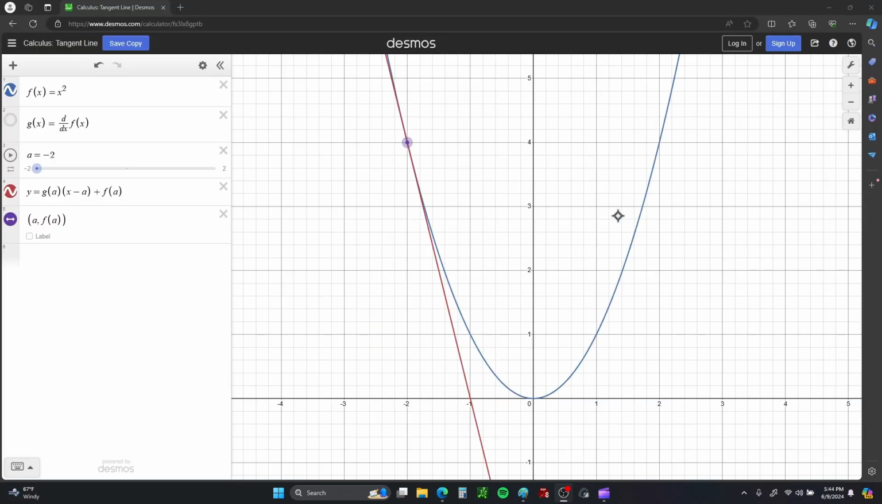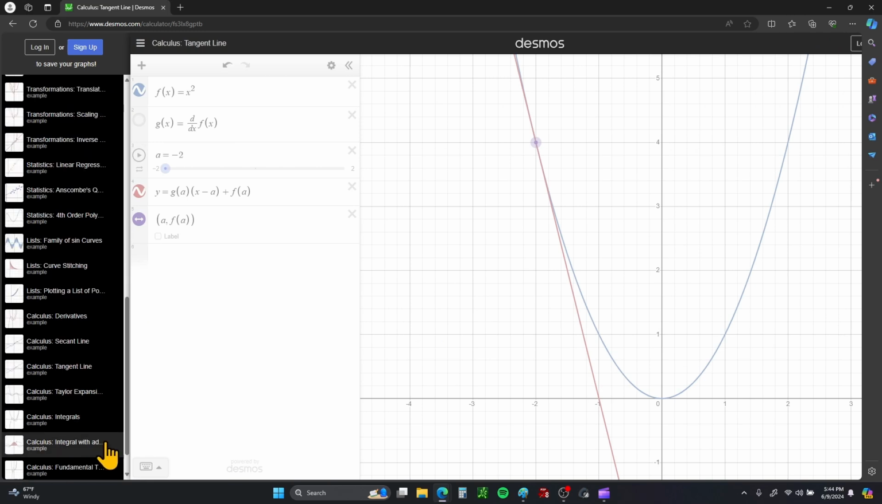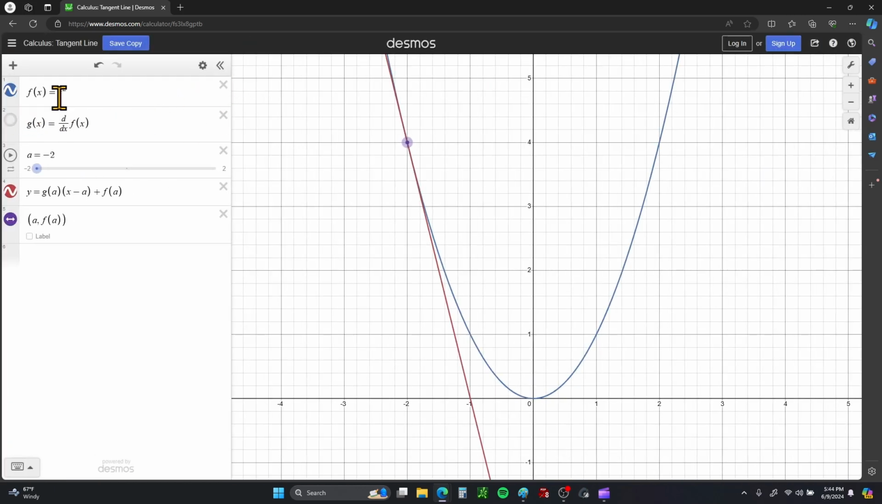What we're looking at here is a graph that's generated by Desmos. It's a very powerful tool to use. If you don't already have an account with them, I strongly suggest that you get one. It's free. What I've done here is you click on the three bars in the upper left-hand corner, and then come down to where it says calculus and you want tangent line right here.